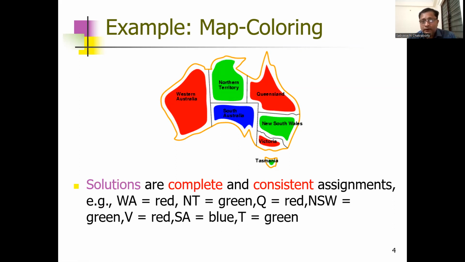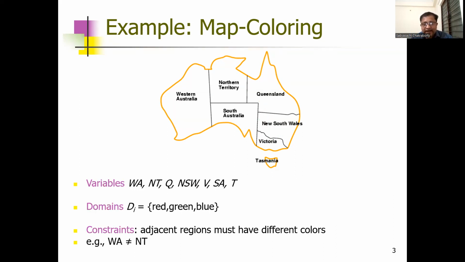This is almost the optimal allocation of the colors. The values are the colors and the variables are the vertices. The variables are the regions: Western Australia, Northern Territory, Queensland, South Australia, New South Wales, Victoria. When the whole map is represented as a graph, those variables are actually the vertices. And there is also Tasmania, which is an island, completely disconnected from the mainland graph.